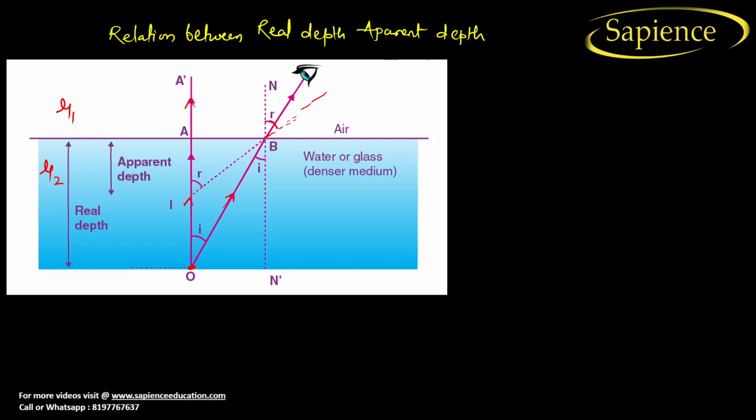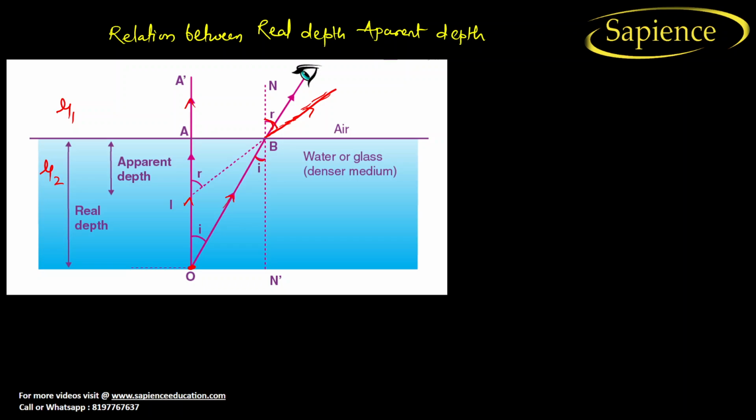When light goes from a denser medium to a rarer medium, it will bend away from the normal. So this is the light. It will bend away from the normal. So this is the angle of refraction. Let us consider this is the angle of incidence and this is your angle of refraction. So this is the phenomenon.